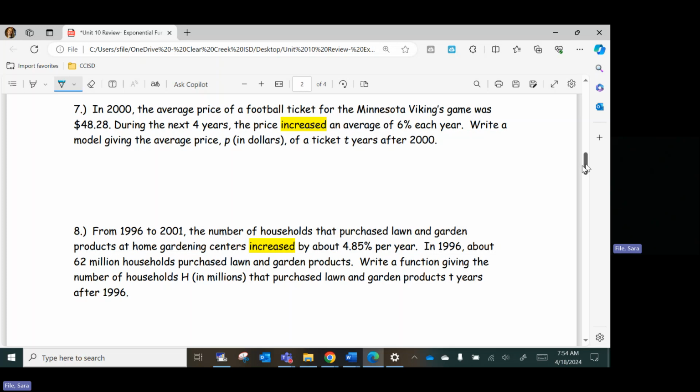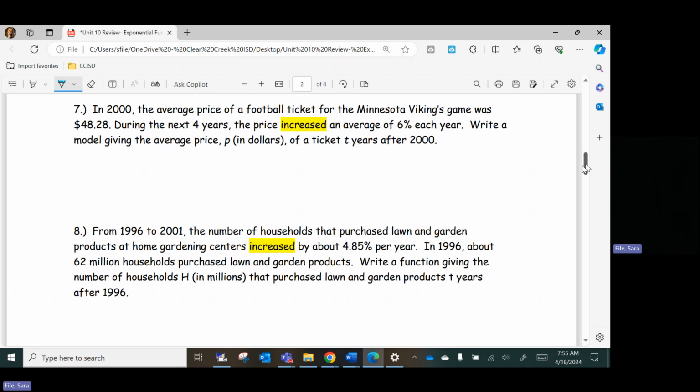It says in 2000, the average price of a football ticket for the Minnesota Vikings games was $48.28. During the next 4 years, the price increased an average of 6% each year. Write a model giving the average price P in dollars of a ticket T years after 2000. So we have to remember how the exponential equation is supposed to look.